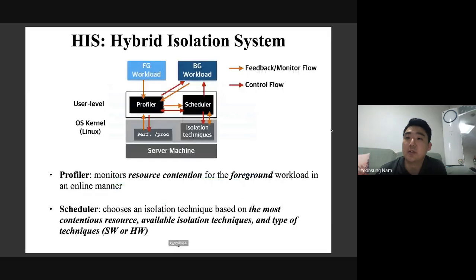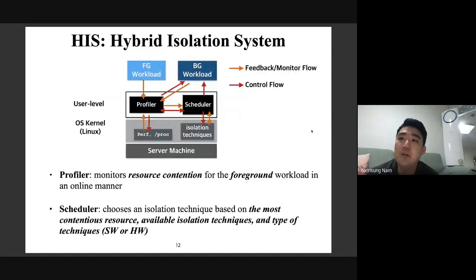Here's the design of our prototype, HIS, a hybrid isolation system. With these observations, we implement our system. It consists of a profiler and a scheduler. The profiler periodically monitors performance counters of the foreground workload, profiles resource contention, and sends contention information to the scheduler. Then the scheduler chooses an isolation technique based on the information, the available techniques, and the types of isolation technique.